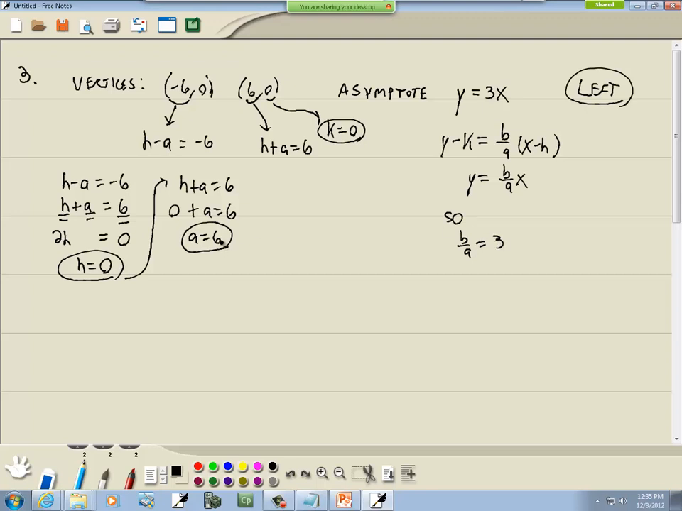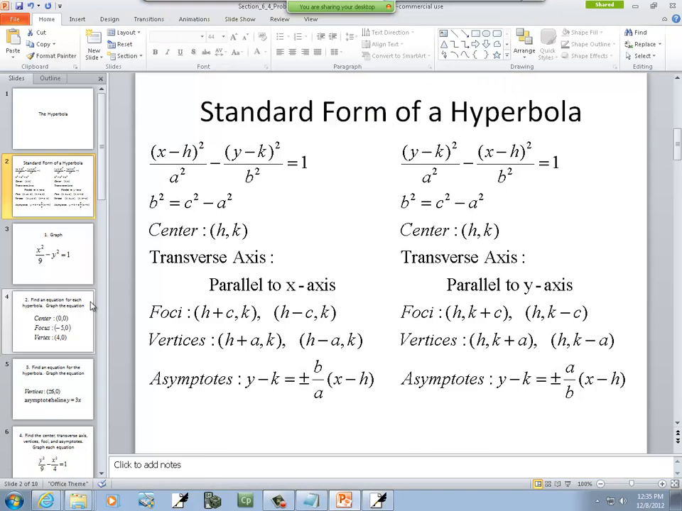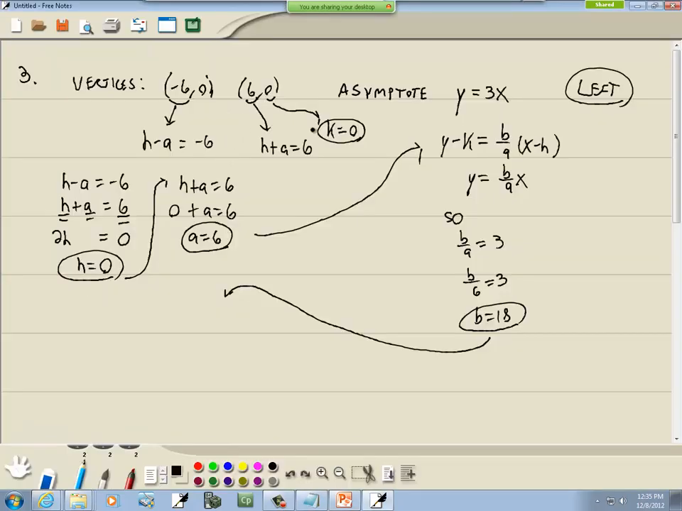But we've already found a. a was 6. So we got b over 6 equals 3. Multiply both sides by 6. And we get b is equal to 18. Let me do some arrows to show the flow here. Kind of all over the place there, but it's logical what we're doing.